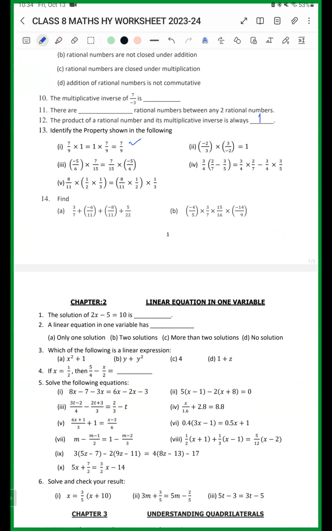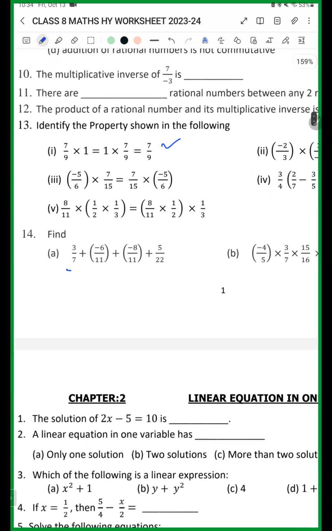Wait a second. How are we supposed to do the 14th question? This one. See, here you don't do this and this first. Instead of doing this and this first, solve these two because they have the same denominators. So first solve these two. So 3 by 7 as it is. Just a minute.